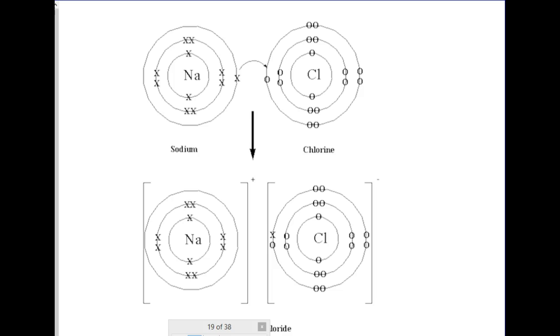So this is a picture of it. It's the same picture that's in your notes. What it's trying to show you in this picture is the electron that is marked with an X here is actually physically moving over to the chlorine side. And because of this, the sodium has a 1 positive charge, the chloride has a 1 negative charge.